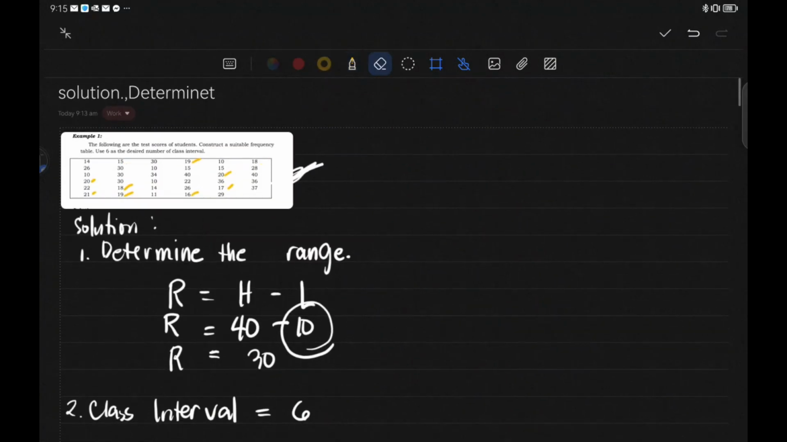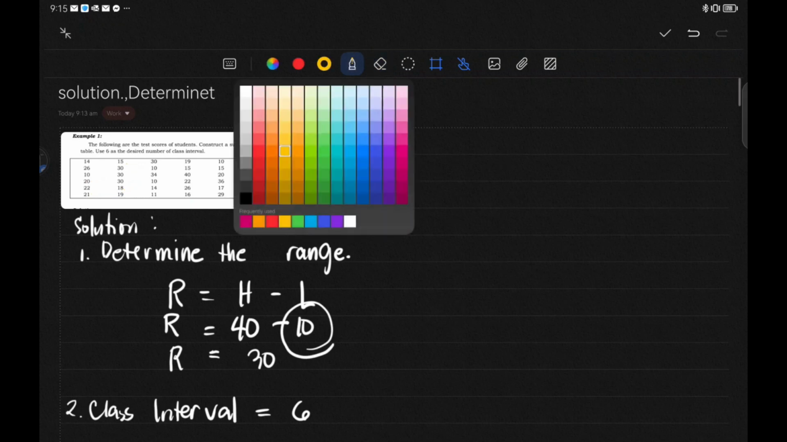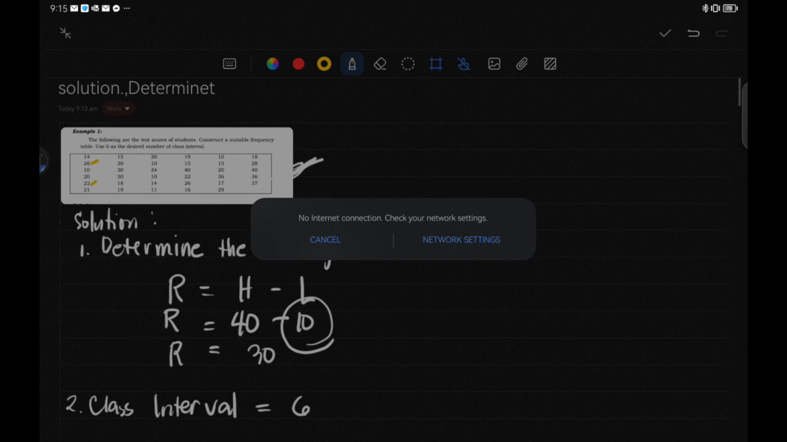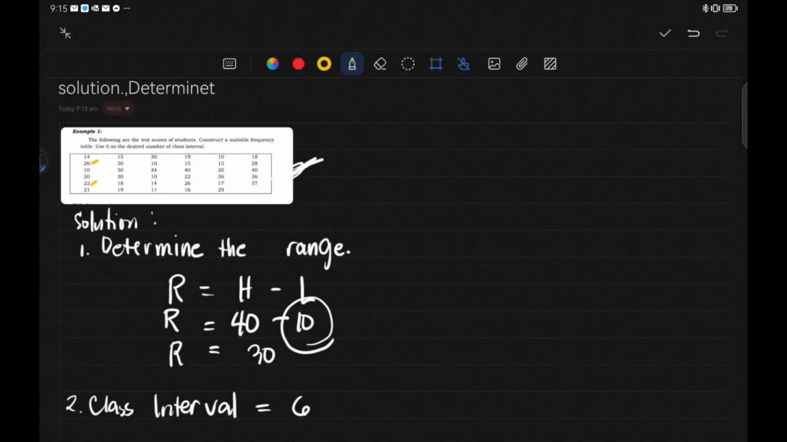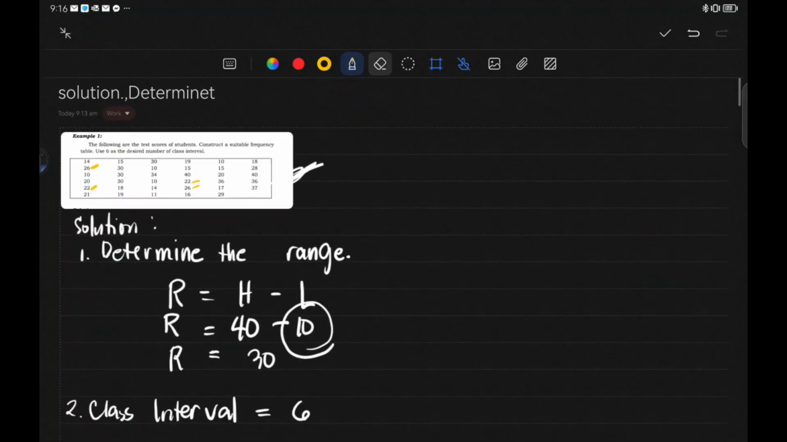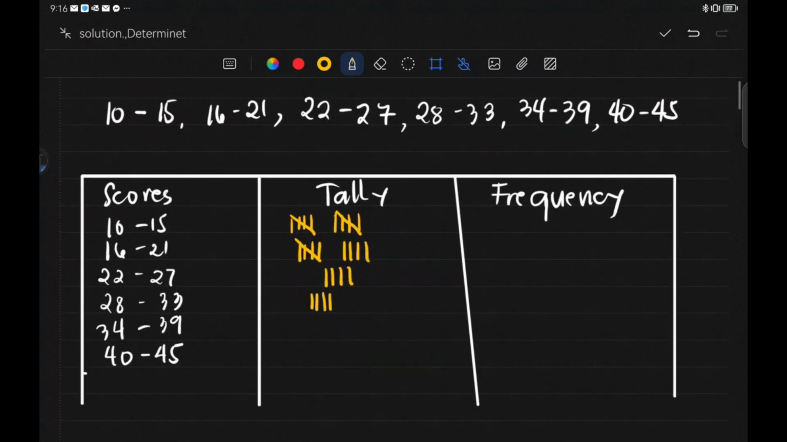For 22 to 27, let's check. We have 1, 2, 3, 4. So we have 4. For 28 to 33, we have 1, 2, 3, 4, 5, 6. So we have 6.